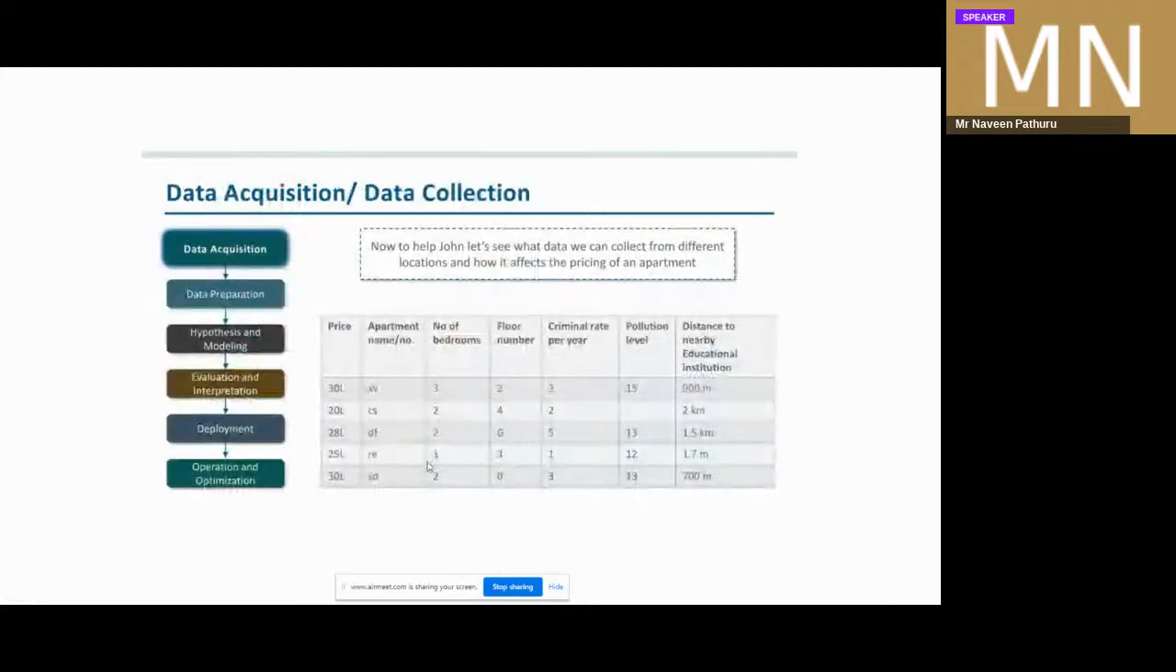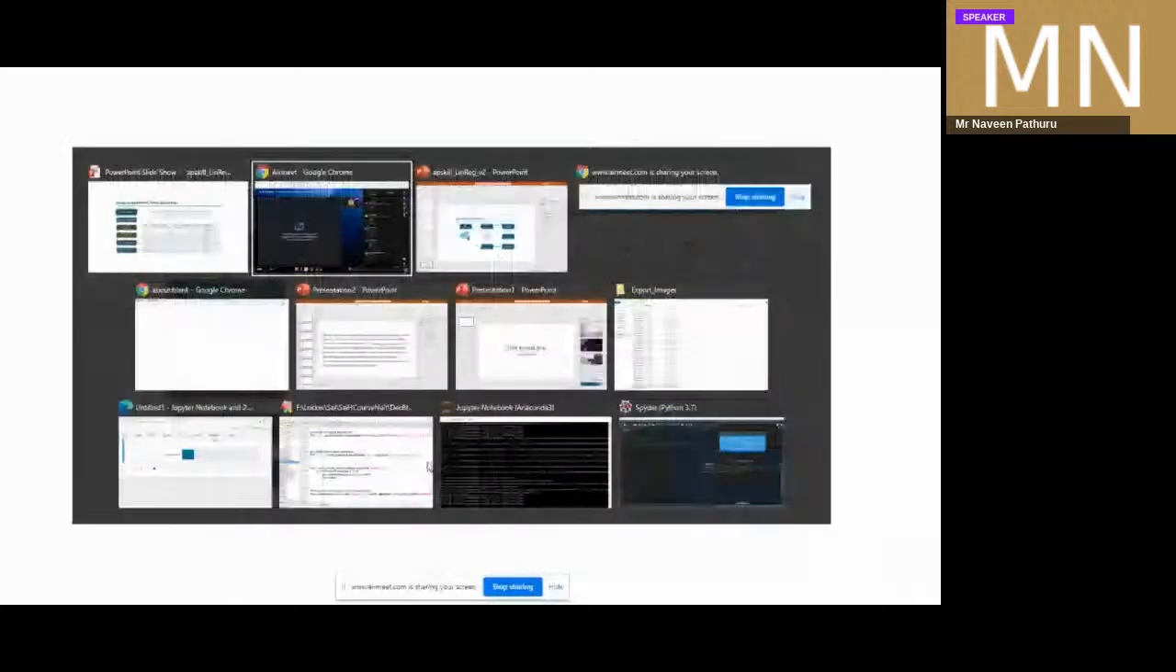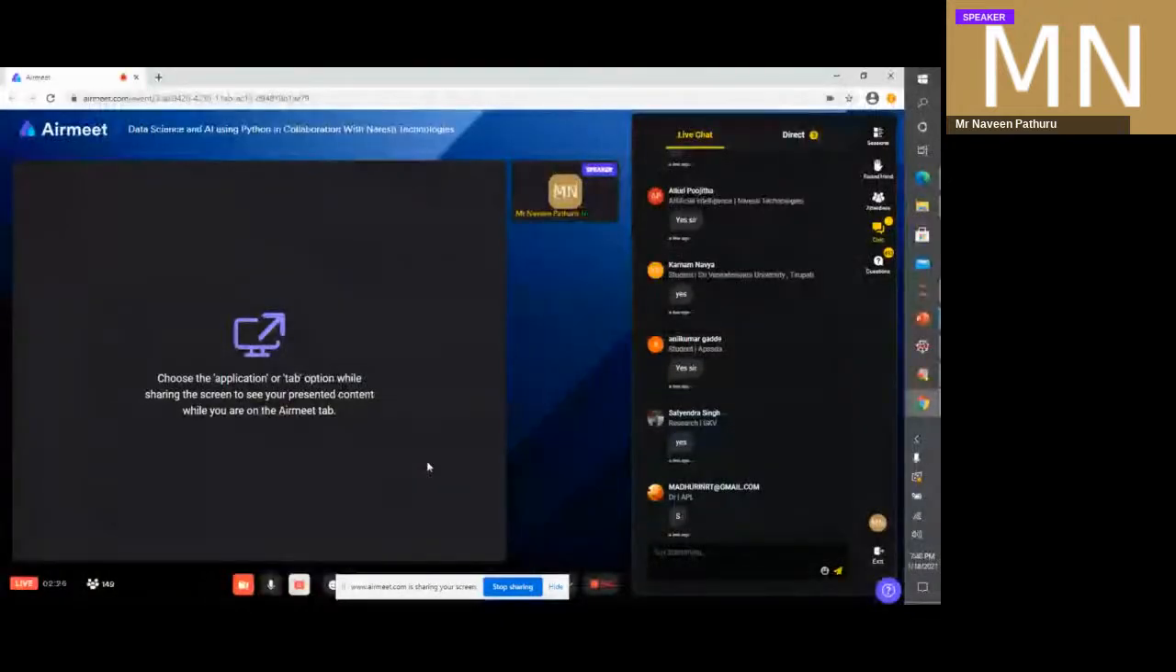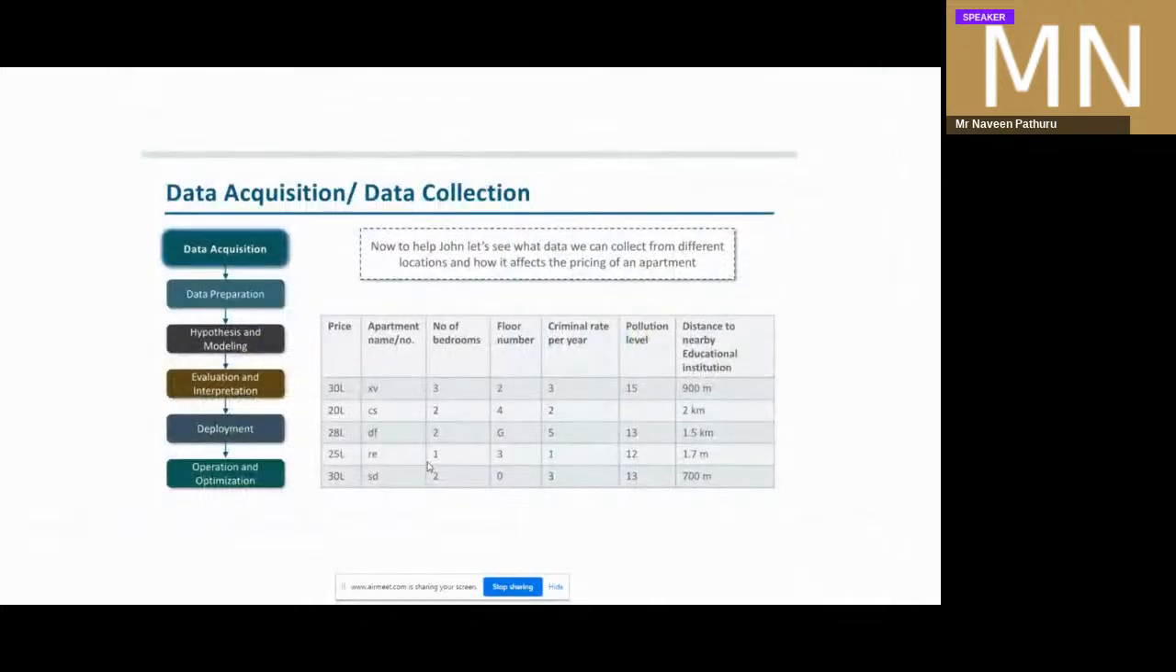Let's briefly look at some of these techniques and try to get a feel of them, guys. Okay. So the first step is data acquisition. Data acquisition is where we are trying to acquire the data. Many times in the world of data projects, the organizations may have the data within their internal organization. Sometimes they may not even have the data.